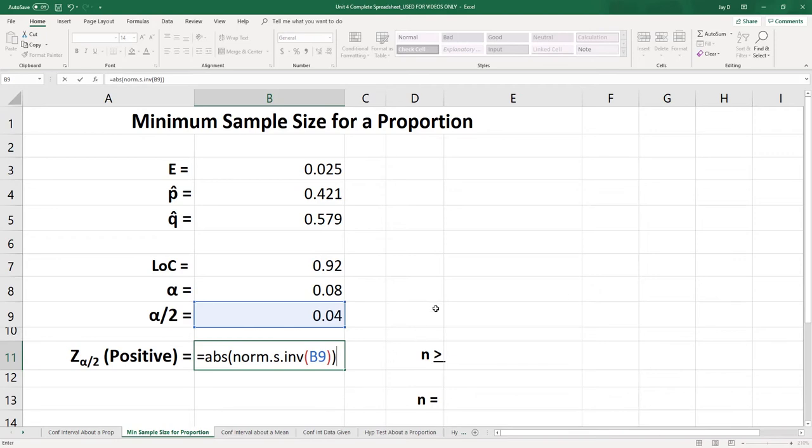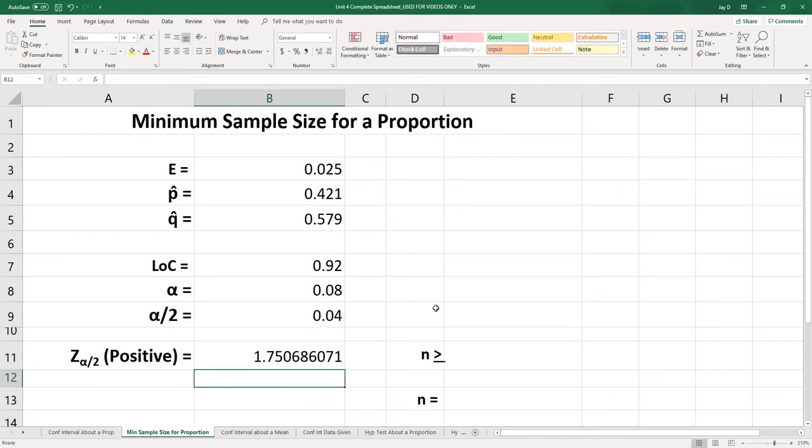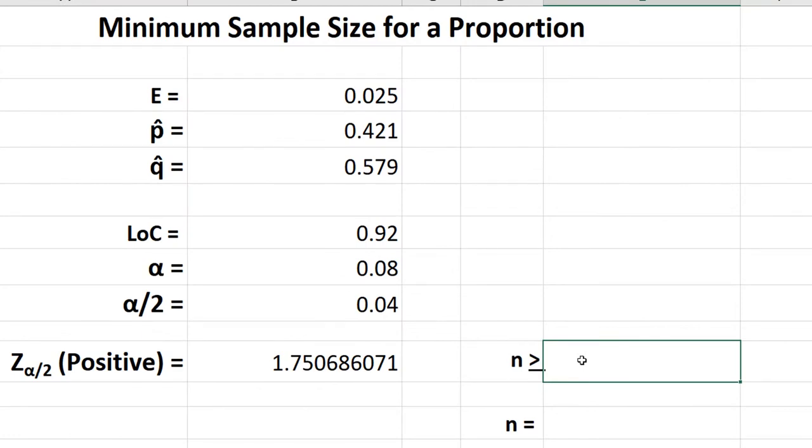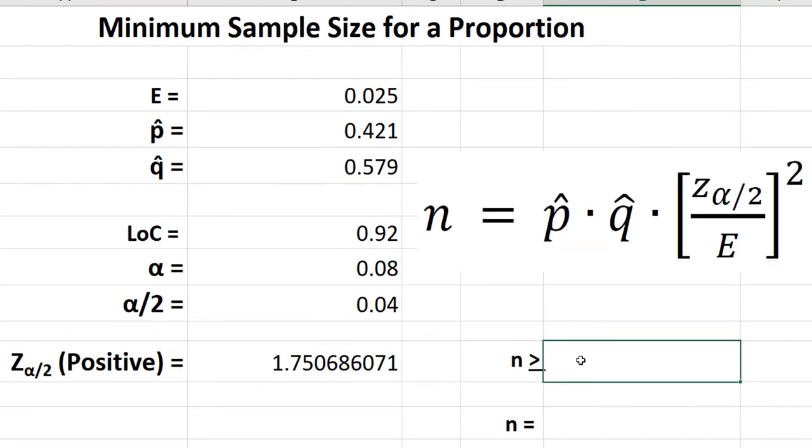So make sure you type that in carefully and make sure it looks something like that. And that way we just don't have to do the thing twice, getting the norm.s.inv and then getting the positive result. And we get 1.75068, etc. I rounded this on the problem page to 1.7507. Now we have to put this into the formula.